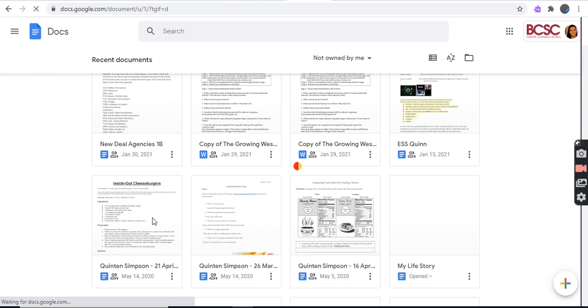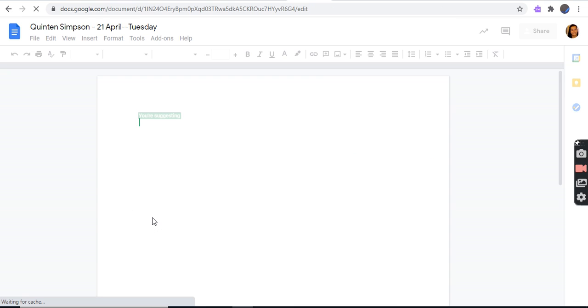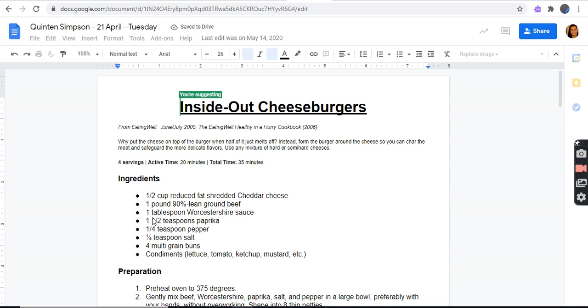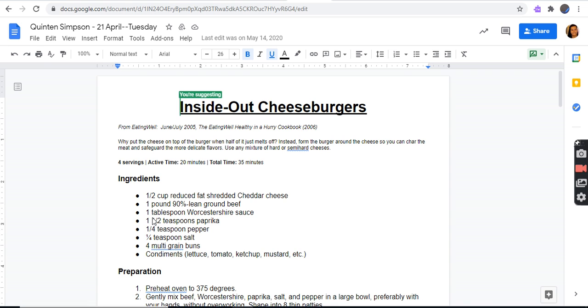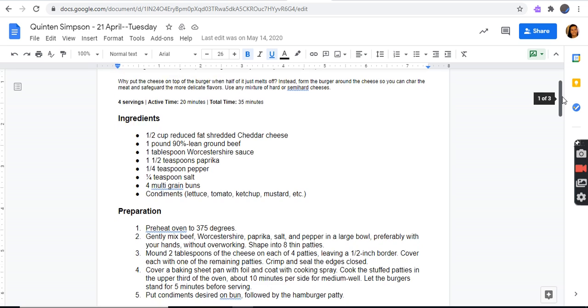Alright, let's go over the Inside Out Cheeseburgers, April 21st. From Eating Well, June, July 2005, the Eating Well Healthy in a Hurry book, 2006. Why put cheese on top of a burger when half of it just melts off? Instead, form a burger around the cheese so it can char the meat and safeguard more delicate flavors. Use any mixture of hard, semi-hard cheeses. Four servings, active time 20 minutes, total time 35 minutes.